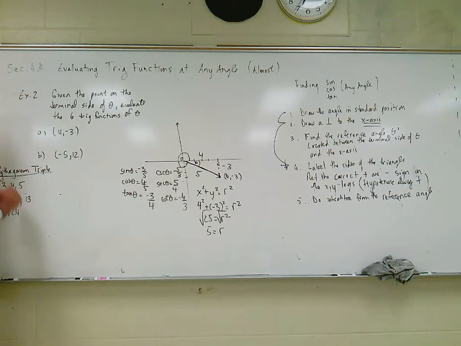7, 24, 25. 8, 15, 17. I think. I'm pretty sure, yeah. All right, those are the 3 or 4 most common ones so maybe that will help you. So look, if I see a point that's 7 and 24, I'm happy. I know the hypotenuse, I don't need to do the work, okay?